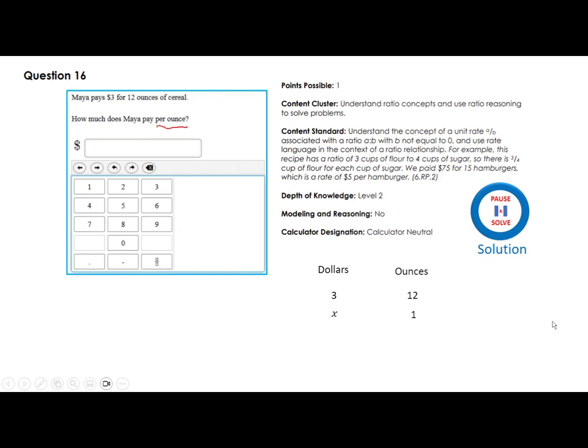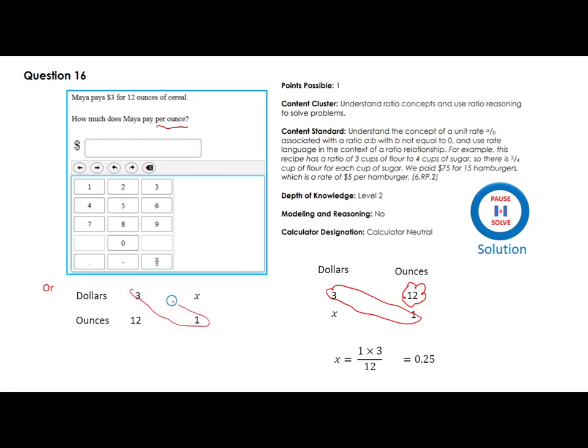That's the unknown that we need to find, and we do cross multiplication. You multiply these 2 and you divide by this. So x will be 1 times 3 divided by 12, which is 0.25. Or you can do this: put dollars up, ounces down. Dollars we have 3, ounces 12. Ounces we want 1, x, and you do cross multiplication again and you get the answer to be 0.25.